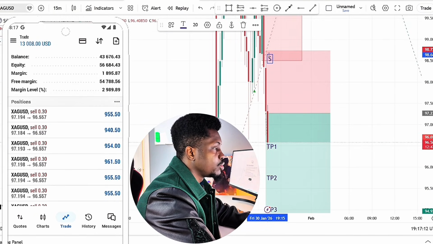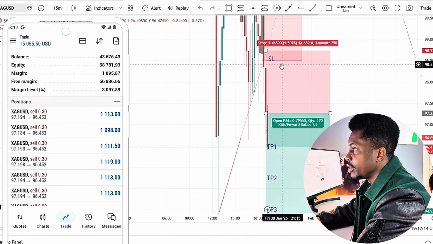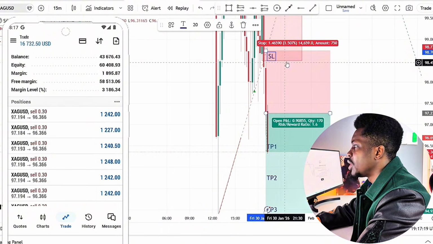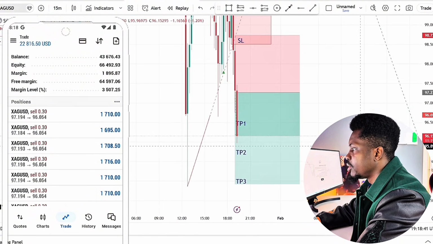Now stop loss, remember, will just be above our range of retest there. You can see that our candlestick went up to give a retest, so our stop loss is just right above that. That's where we are placing our stop loss, just in case.